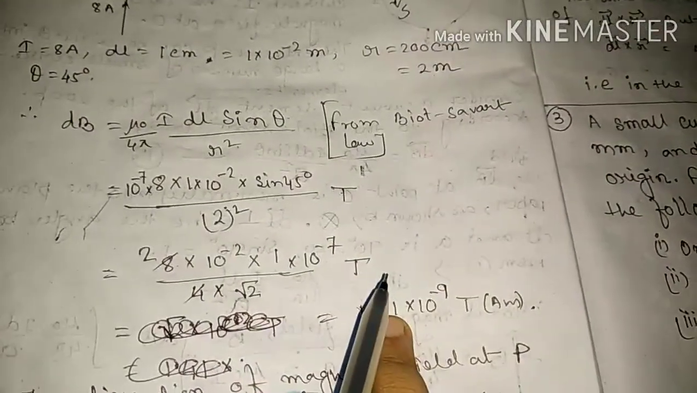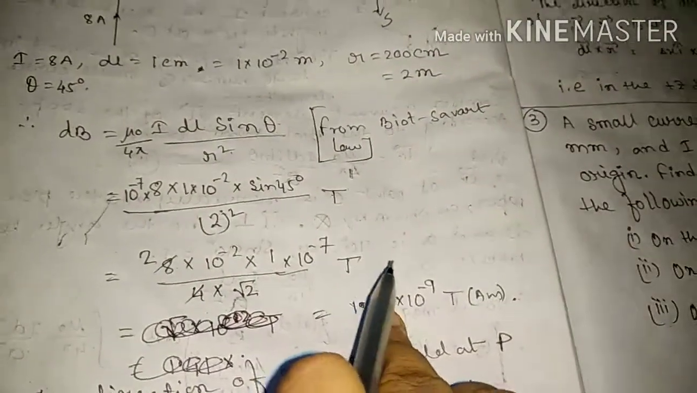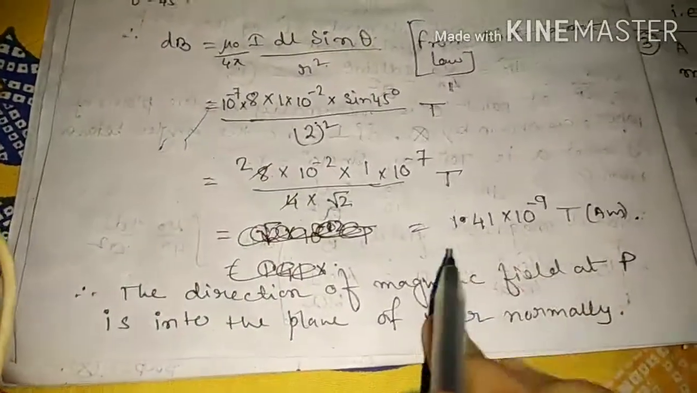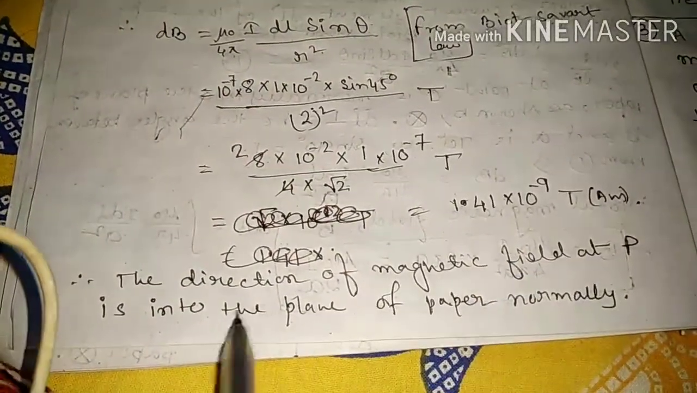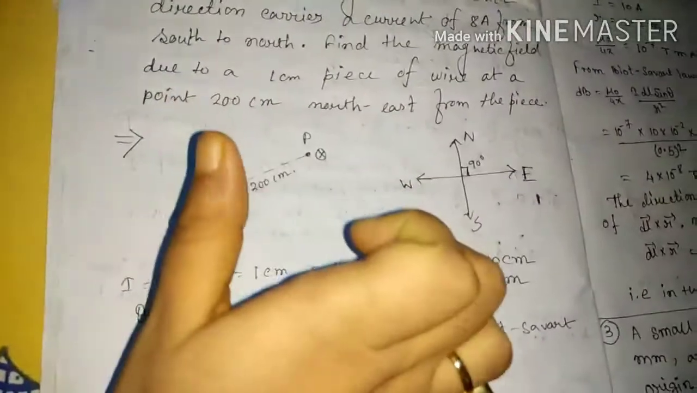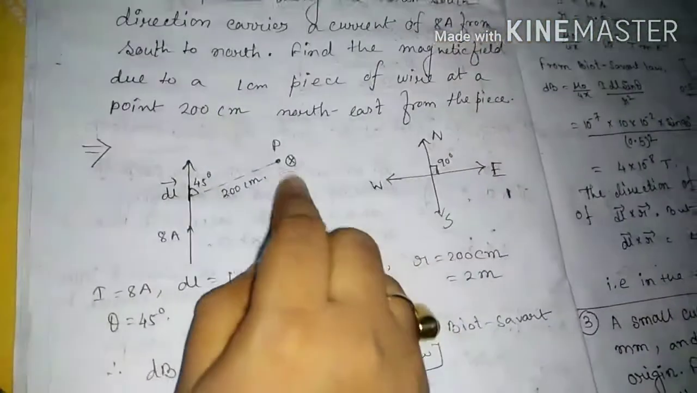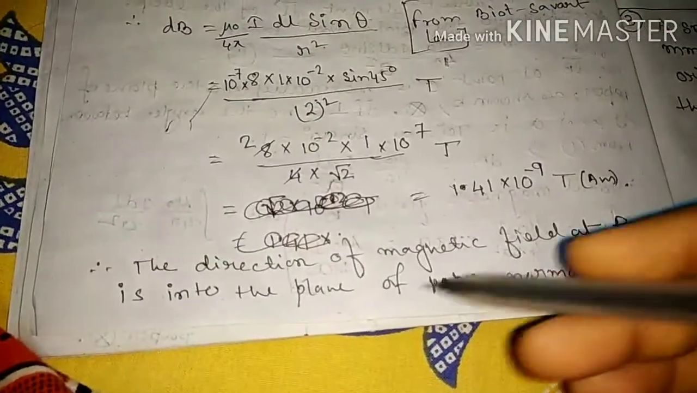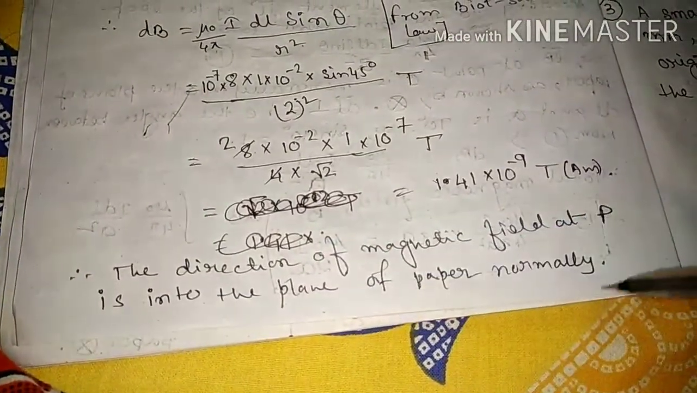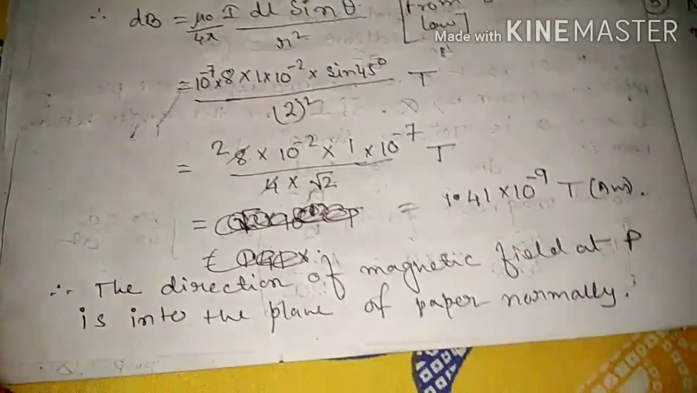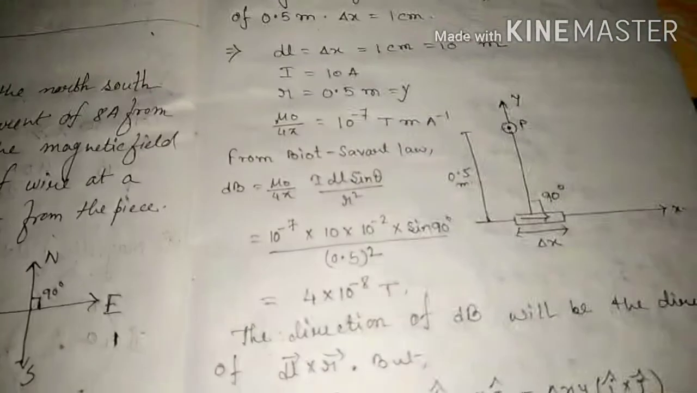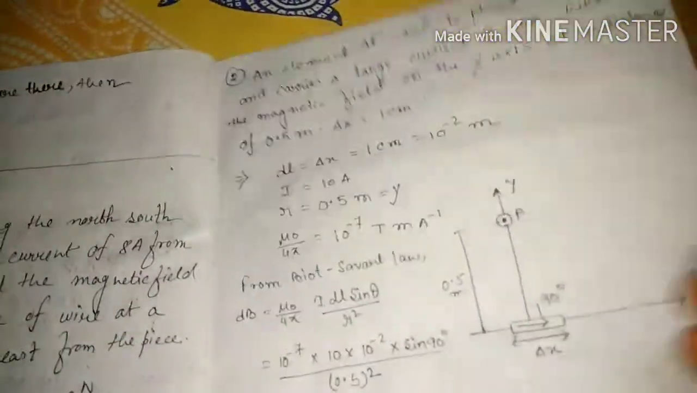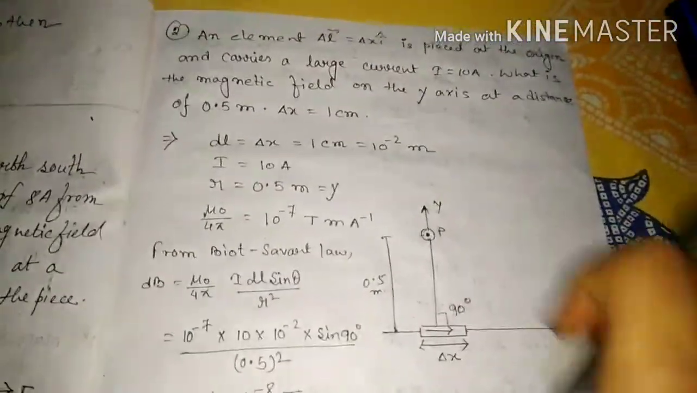This is the magnitude. But here one more important thing is the direction. The direction of the magnetic field at point P: this is the current direction, so the field is into the paper. That's why I will mention it there with a cross sign, and we also mention that it is normally into the plane of the paper. Clear? This is very important. Don't forget to mention the direction.